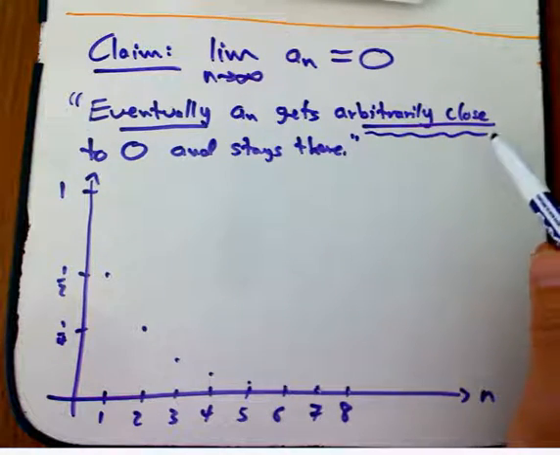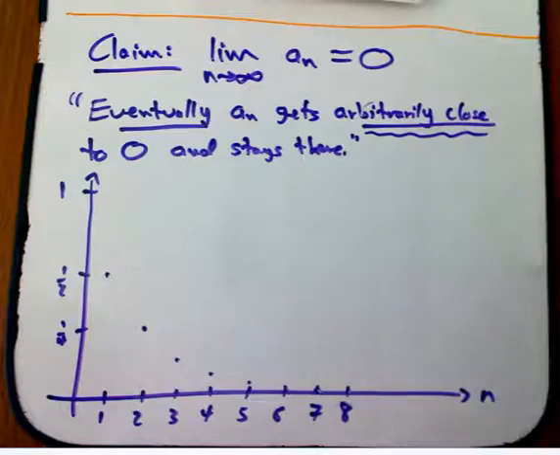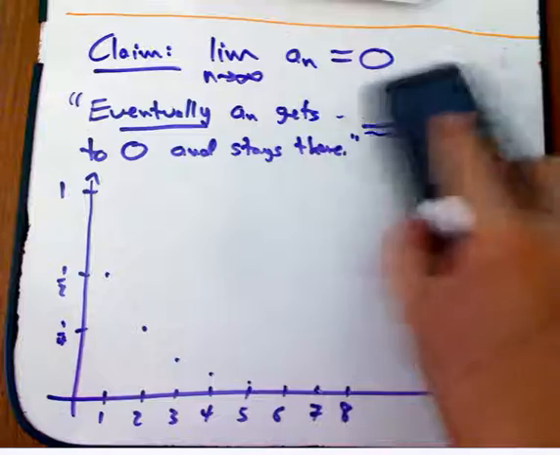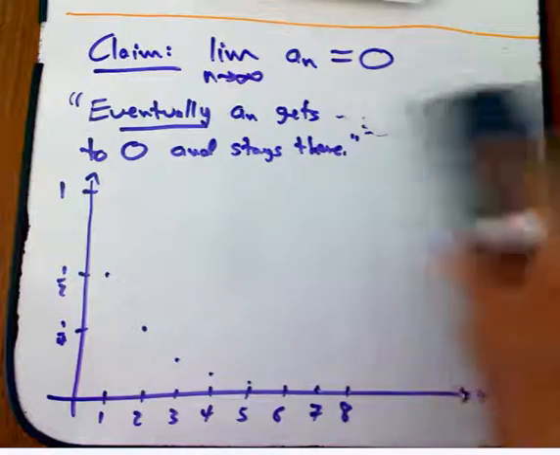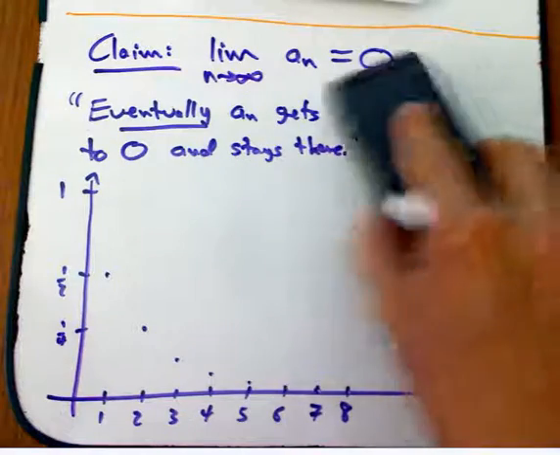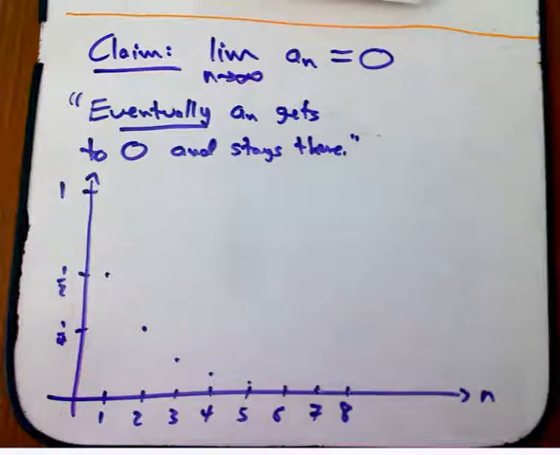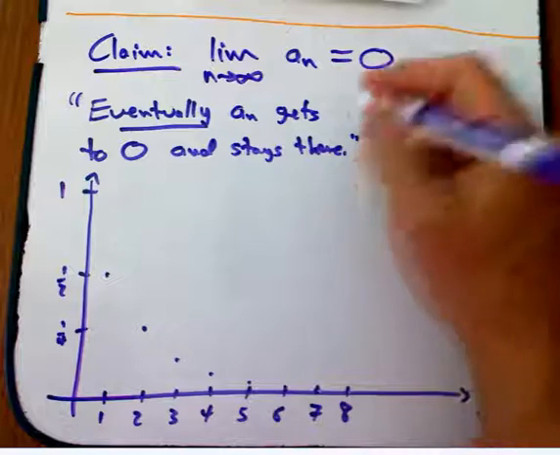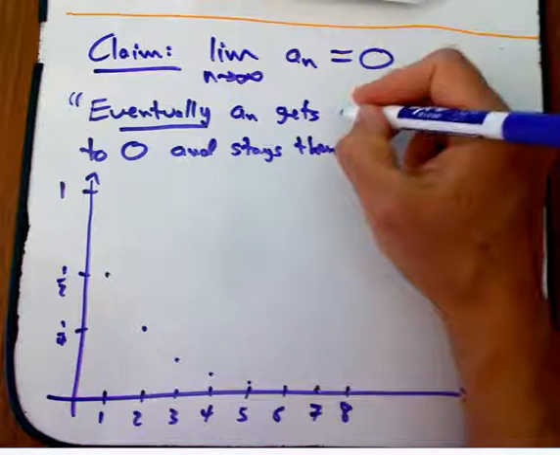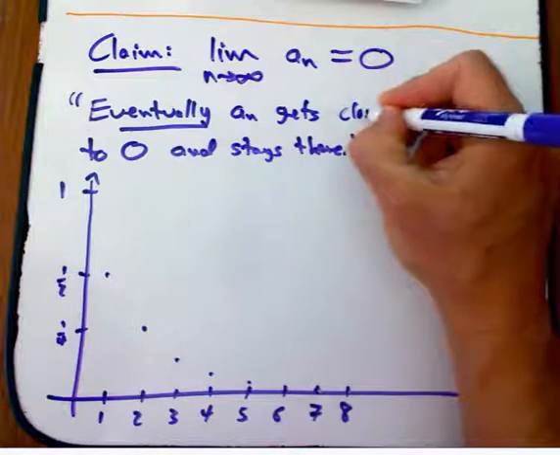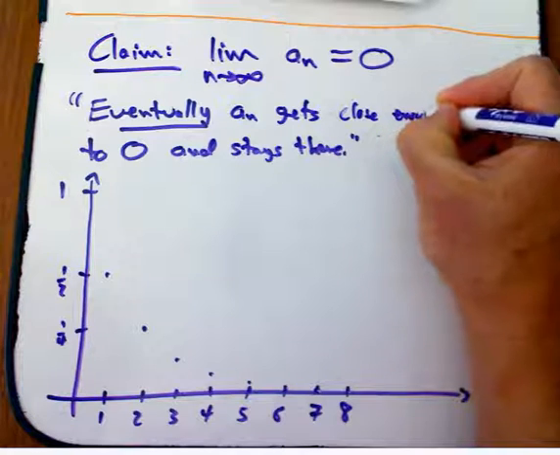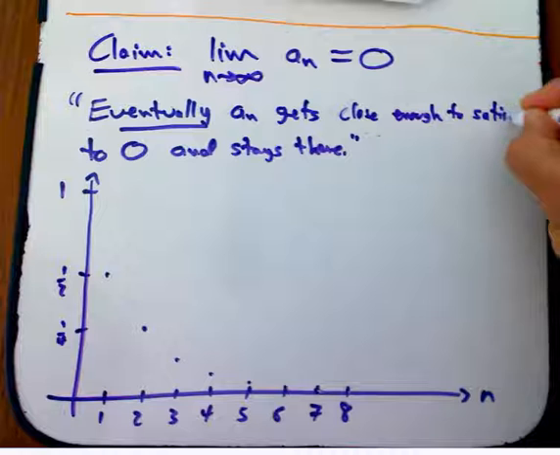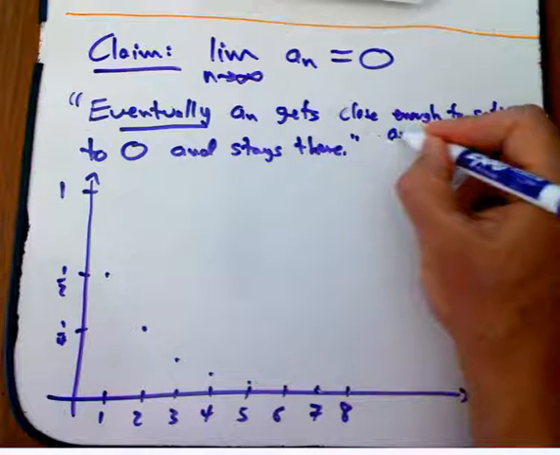And I want to make that a little bit more wordy, because I think people have a hard time coming up with what that would mean carefully and come up with a definition that really turns out to work. I'm going to say eventually a sub n gets close enough to satisfy any customer.